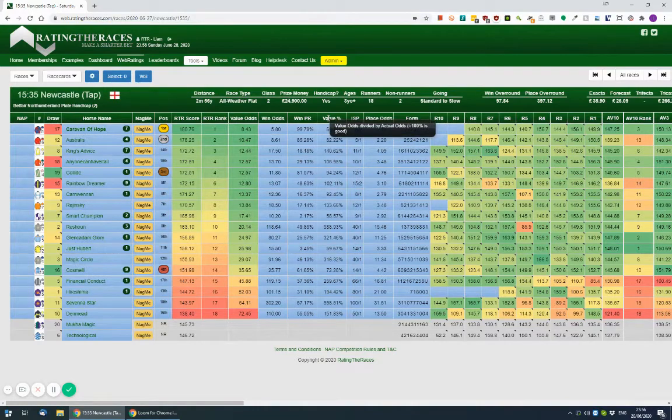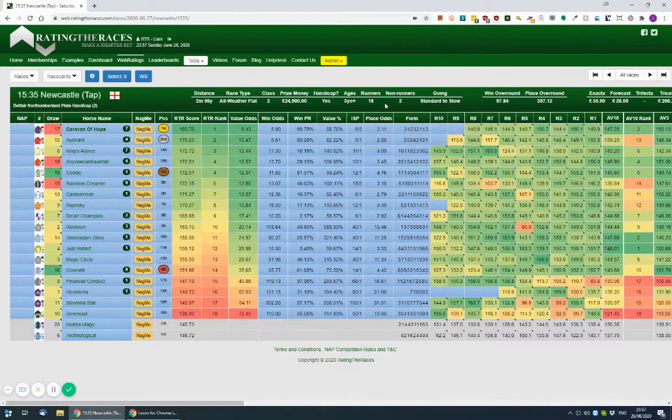Value odds divided by actual odds is the percentage that we will get here. 100% is great. Above 100% is generally better. Lower than 100% may be the horse has been overbet. ISP. ISP, as mentioned in another video, stands for industry starting price. And this is the price that you'll generally see at the bookmakers rather than on the exchanges.